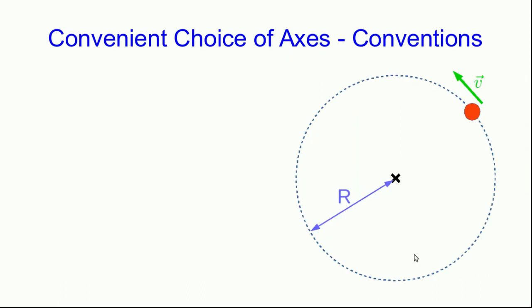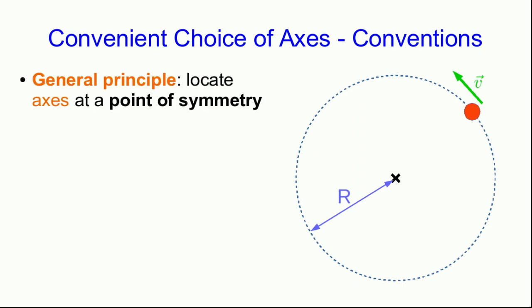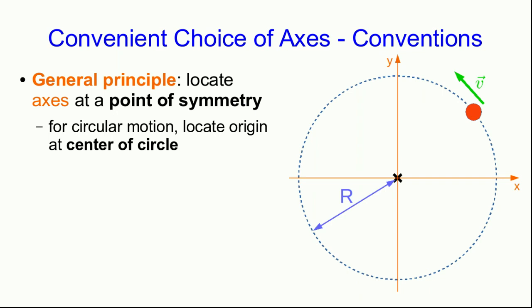Let's start by talking about some conventions and a convenient choice of axes. It's a good general principle that whenever possible, locating your axes at a point of symmetry of whatever you're trying to describe can make life easier. In the case of a circle, the obvious point of symmetry is the center of the circle. And so it's most often going to be useful for us to put our origin at the center of the circle.